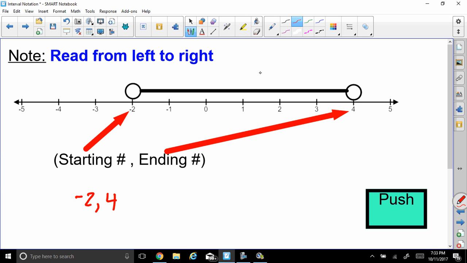Now, we got to remember, when you have an open circle, that means you have used less than or greater than. When you have a colored in circle, you use less than or equal to, or greater than or equal to. And remember, when you use less than or greater than, you use the parenthesis. When you use less than or equal to or greater than or equal to, you use the brackets. So I'm going to put a pair of parentheses around this because we have an open circle, and here we have another open circle over here. So we use these two symbols. So that's going to be how we write our interval notation.